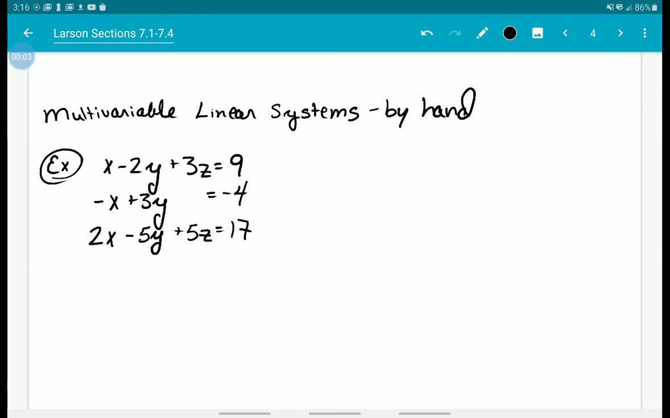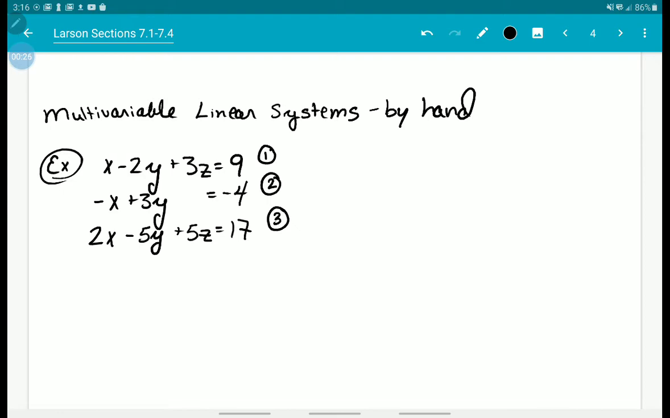So in this video, we're going to talk about how we solve a multivariable linear system by hand. In this case, we have three equations and three unknowns. By unknowns, I mean we have three variables, and we're trying to figure out: is there an intersection for these equations?